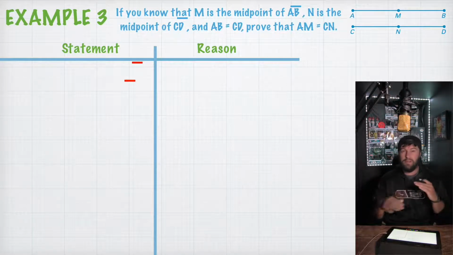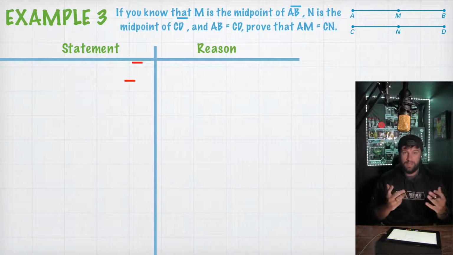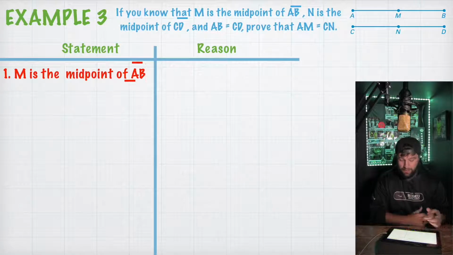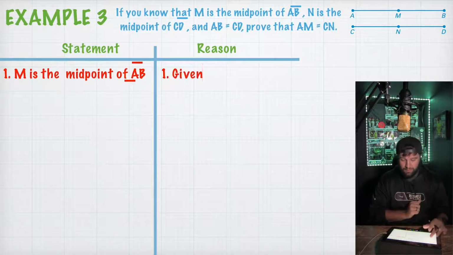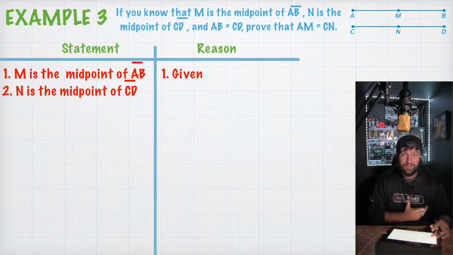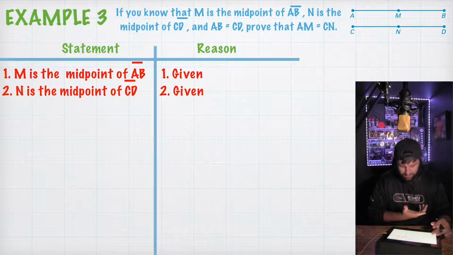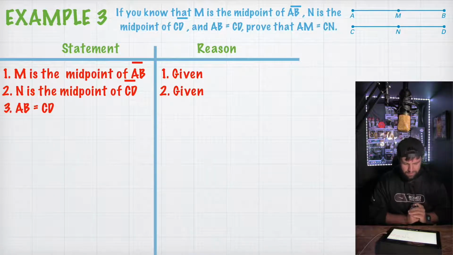I actually wrote them in different steps. You don't have to do that. They could all be step 1, or it can be through step 3. It's really up to you. I just, for the sake of organization, labeled them differently. So M is the midpoint of AB, which is given. N is the midpoint of CD, which is given. And AB equals CD, which is given.